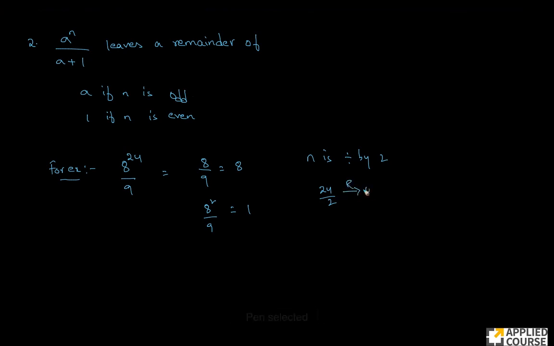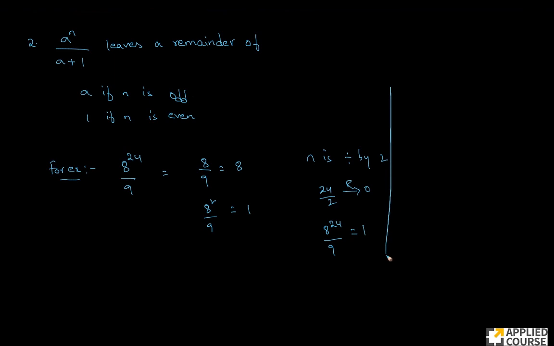What is the remainder? 0. Right. So when you get the remainder 0, what is that? Then definitely if n is divided by 2, then the remainder is 1. Understood? So 8 power of 24 by 9, the remainder is 1.